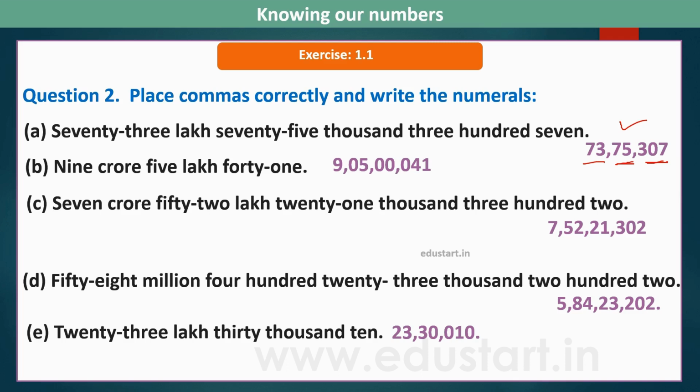9 crore 5 lakh 41. So 9 crore 5 lakh 41. So first comma after 3 digits, then 2 digits, then 2 digits. Third one, 7 crore 52 lakh 21,302. So this is written, and you can see the first comma is placed after 3 digits, then after 2 digits, then after 2 digits. 58,423,202. So this is the answer. Then 23 lakh 30,010. So here the comma is placed after 3 digits, then after 2 digits.